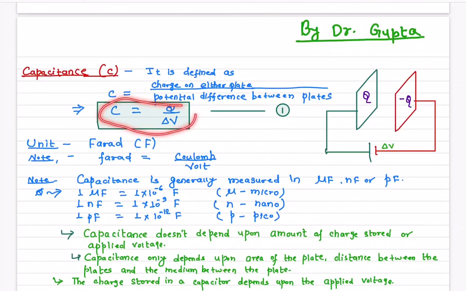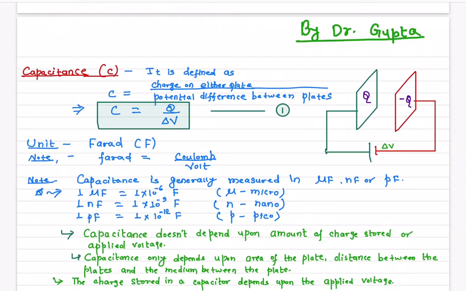Q over delta V is called the capacitance. The unit of capacitance is farad. And if you look at the unit of charge, it is coulomb, and the unit of potential difference is the volt. So the farad is coulomb per unit volt. That is also called the farad.